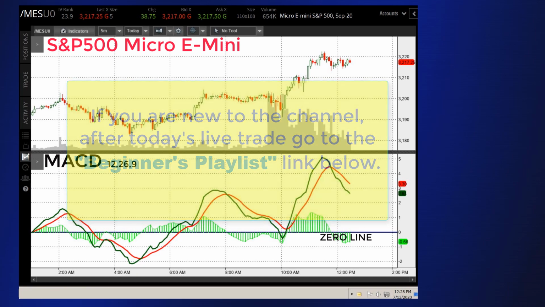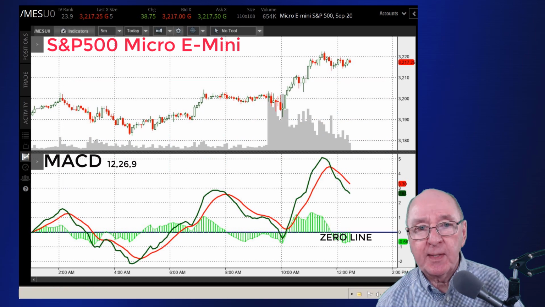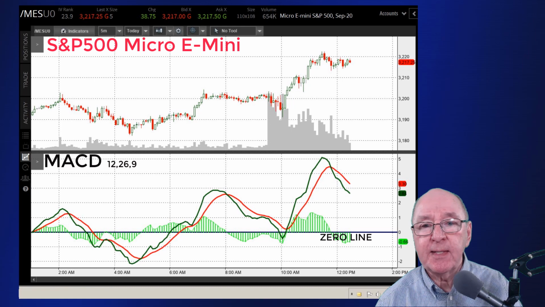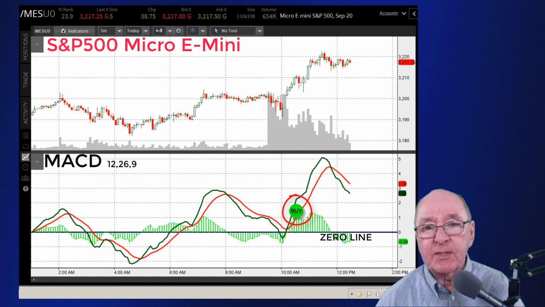This is my standard configuration chart here, the S&P 500 Micro E-mini with the MACD and the zero line marked in the lower pane there. Now, usually on the channel, our buy signal is when the green line's above the red line, and they're both above the zero reference line on the MACD. And conversely, our sell signal is when the green line falls below the red line, and they're both below the zero line on the MACD.